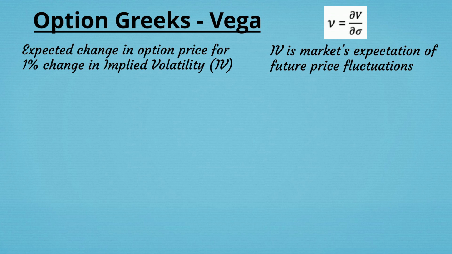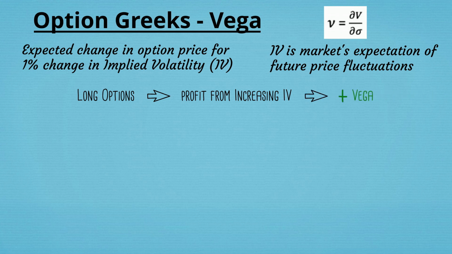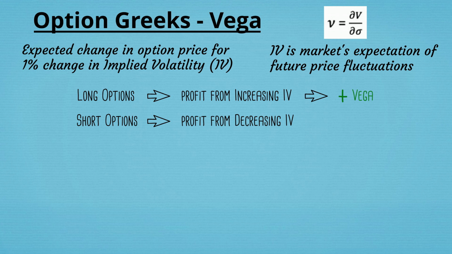Now, based on these definitions, we can pretty easily see that if you're long options, and it doesn't matter if it's calls or puts, for any long option position, you're going to profit from an increase in implied volatility. So that means your Vega is going to be positive. On the flip side, when you sell options, again, doesn't matter if it's calls or puts, when you're short options, you're going to benefit from a decreasing implied volatility. So in this case, Vega is always going to be negative.